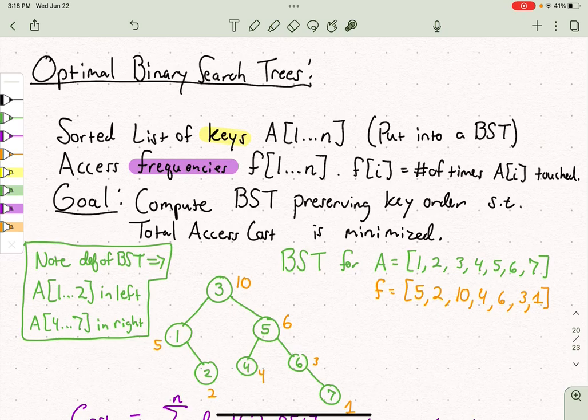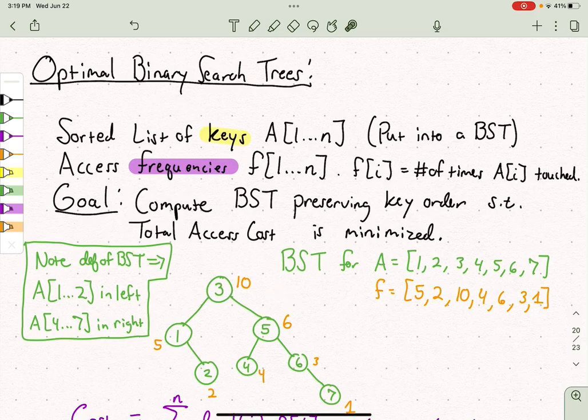Our goal is to compute a binary search tree that's consistent with those keys so that the total access cost is minimized. In other words, given information about the frequencies, we want to minimize the total cost of accessing these keys. Let's look at an example. Here we have an array A that's sorted, and these are the keys to the tree. And here's a corresponding valid binary search tree.